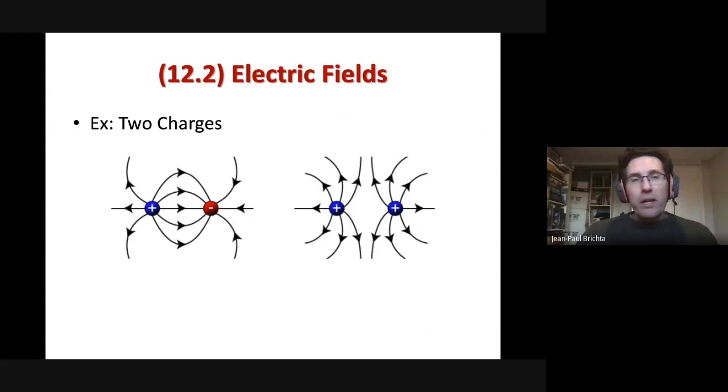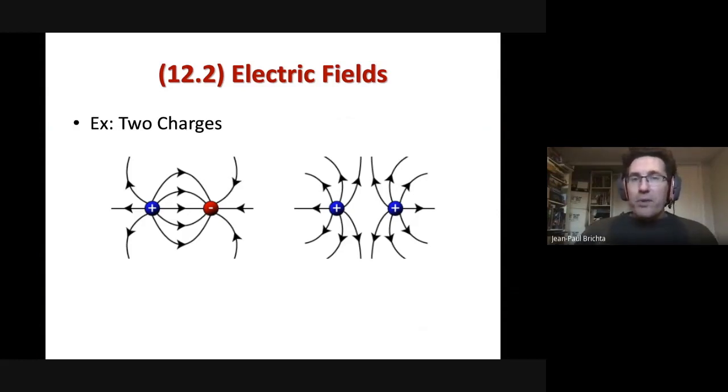So that's what those arrows are indicating, right? Which way would a positive charge go? Well, if the positive charge were near to the blue positive charge, it would want to repel. It would want to get away. And at the same time, any positive charges that were near the negative charge would want to go into the negative charge. They would be attracted. So that's why those field lines are drawn that way.